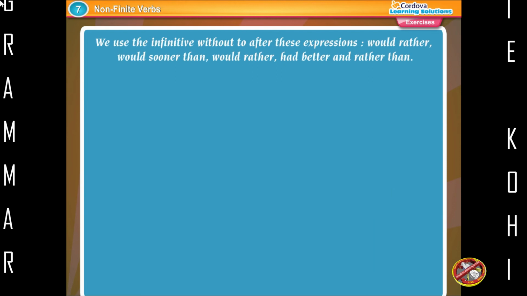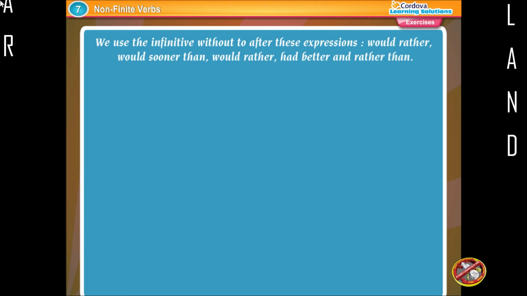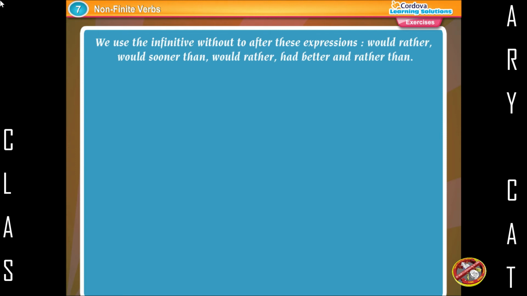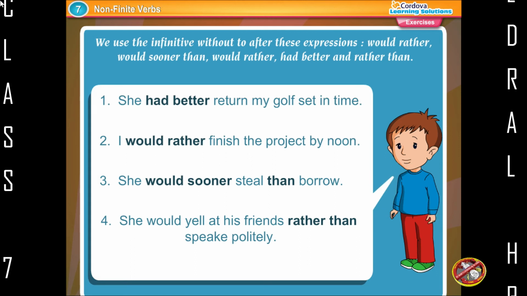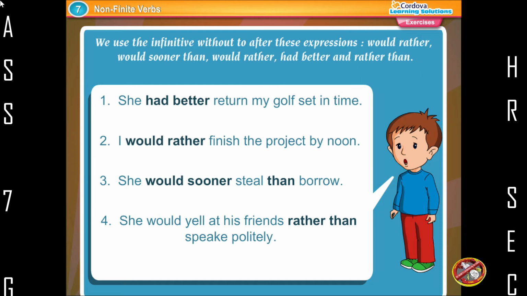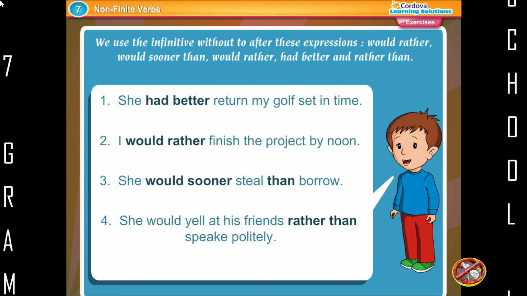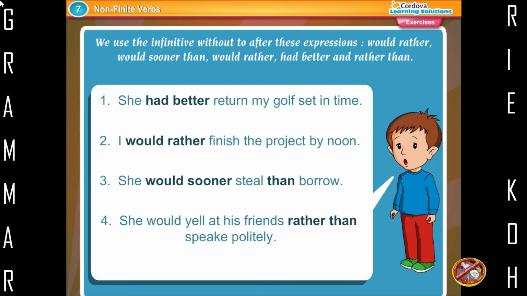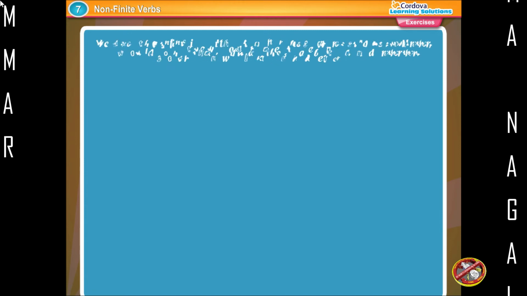We use the infinitive without to after these expressions: would rather, would sooner than, had better, and rather than. She had better return my golf set in time. I would rather finish the project by noon. She would sooner steal than borrow. She would yell at his friends rather than speak politely.